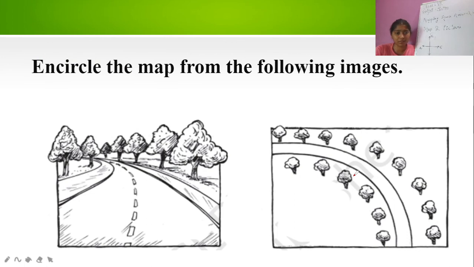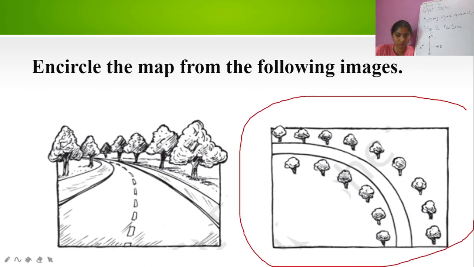Now students, encircle the map in the given images. So which is representing the map? Yes, let me circle it. You have to circle, students. Let's circle which is the map. So this is the map of a running road, a curved road.